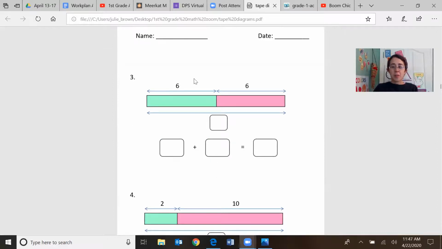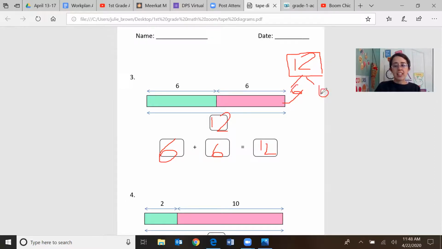What about number 3? 6 plus 6, those are doubles. 6 plus 6 equals 12, yes. And you notice the size of the parts are the same because the addends, the numbers that we are adding, are the same. Can you give me a subtracting equation based on this tape diagram? Remember, we have to start with the whole. 12 take away 6 is 6. So doubles helps us when we are adding and when we are subtracting. Number 4, do that one on your own.